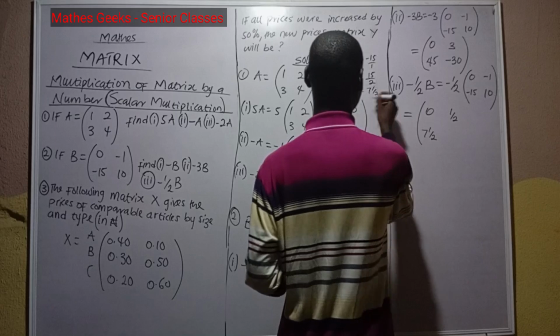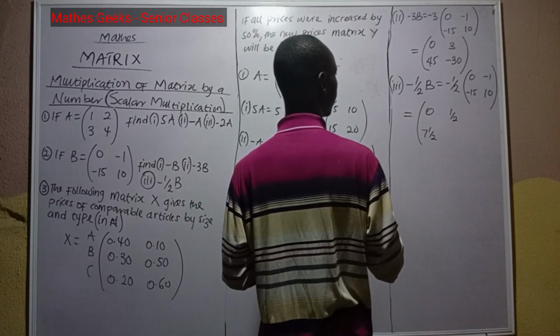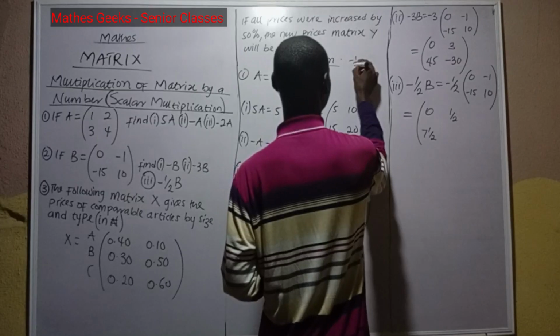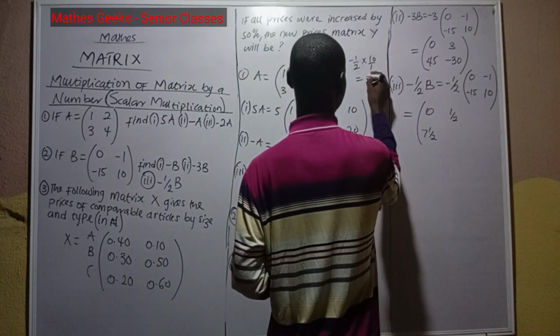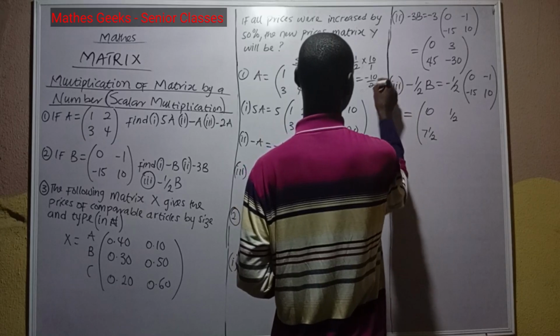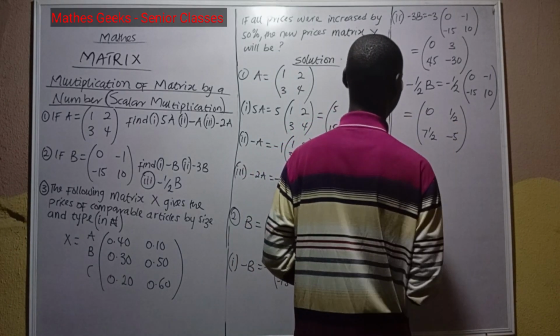Okay. So minus 1 over 2 times 10 over 1. Minus 1 times 10 will give us minus 10 over 2, which is equal to minus 5. Yes, minus 5. That's the matrix.